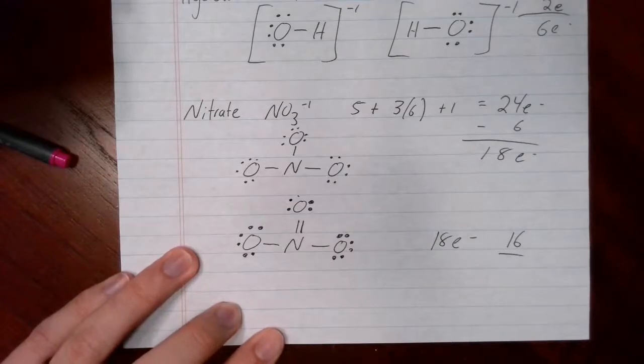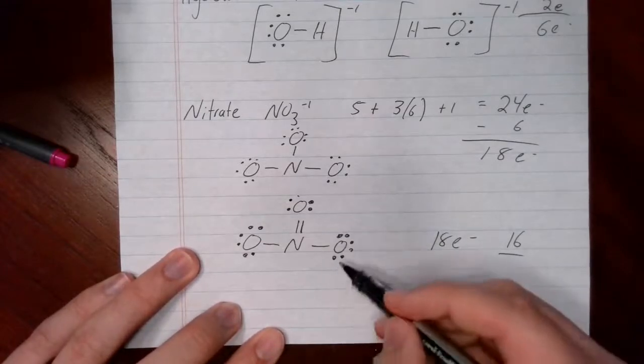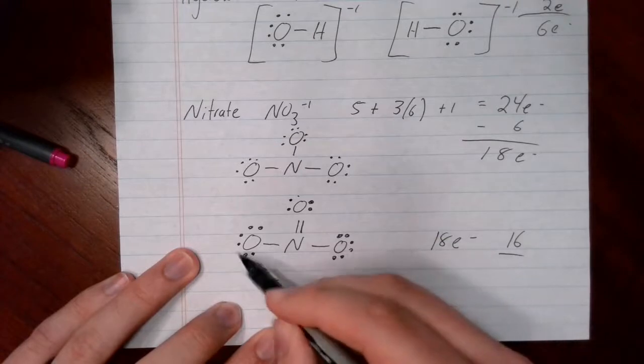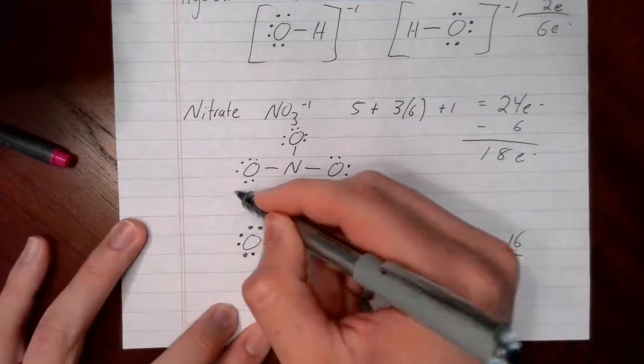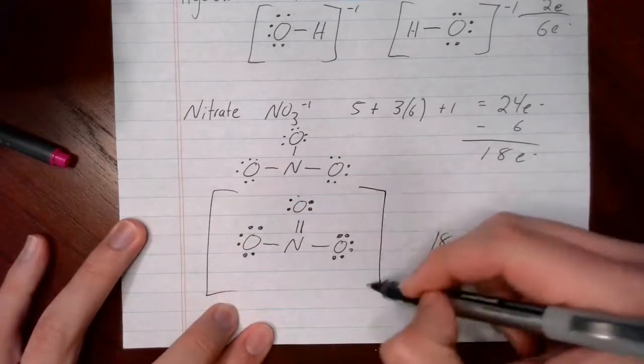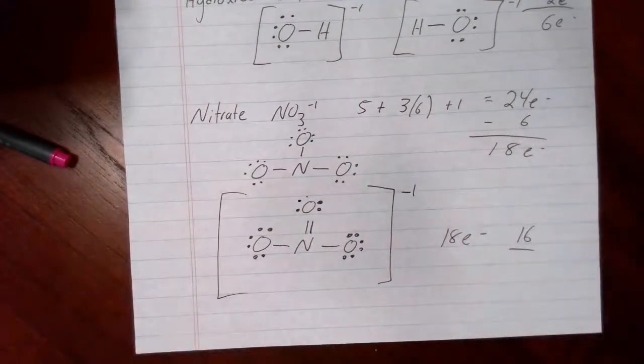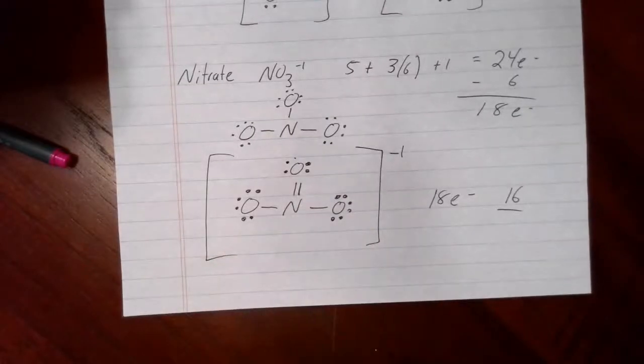So let's go back and double check, make sure I use the correct number of electrons. So 2, 4, 6, 8, 10, 12, 14, 16, 18, 20, 22, 24. So I'm in good shape now, so that's the correct answer. Okay. So nitrate has a -1 charge. Okay. So that is the correct answer for the Lewis structure for the polyatomic ion of nitrate.